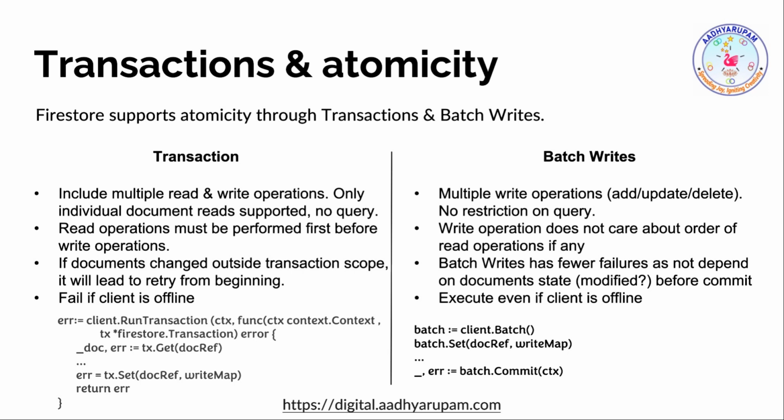Firestore supports atomicity through transactions and batch writes. Use transactions to ensure atomicity involving up-to-date reads and write operations. Batch writes can be used on the server for writing data in bulk when the data can be allowed for dirty read during the execution time. Transactions can involve multiple read and write operations. Note that only individual document reads are supported. No query-based read is allowed. Also, read operations need to be performed first before write.